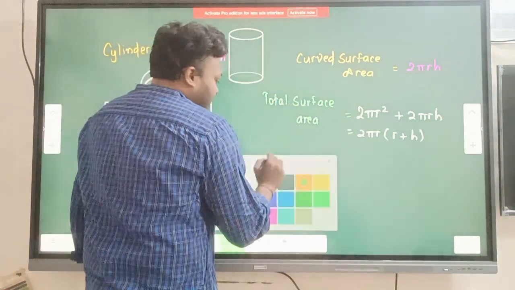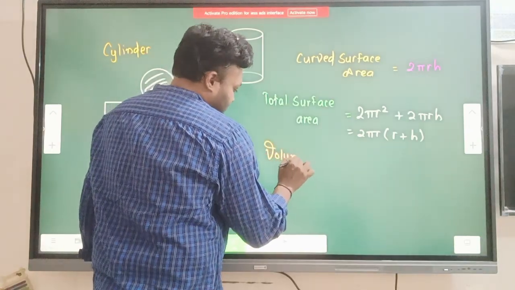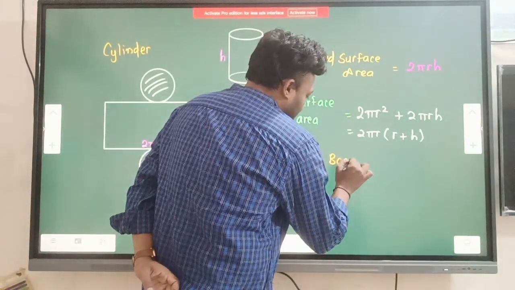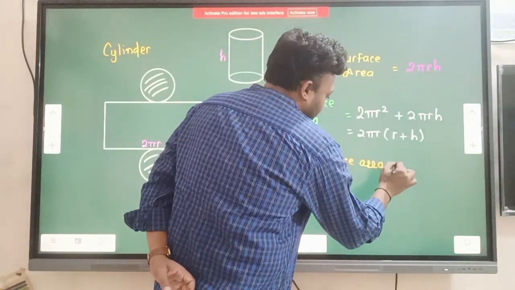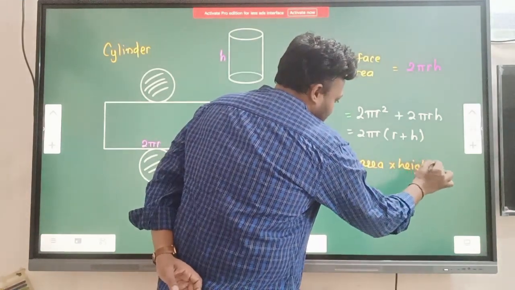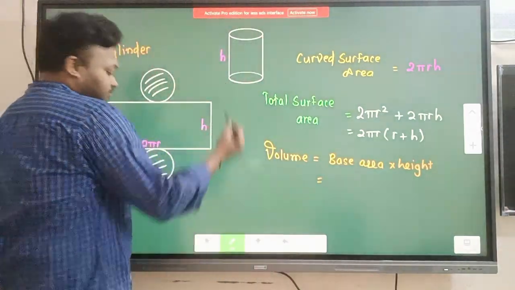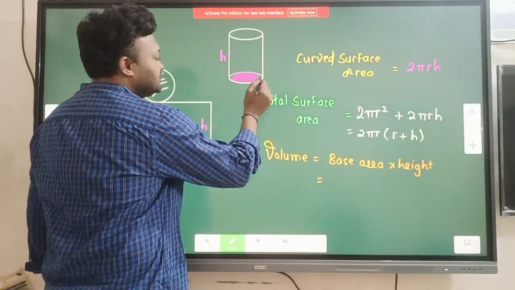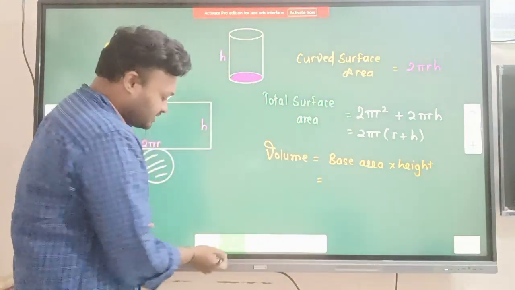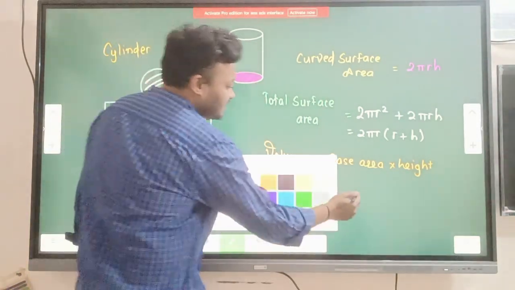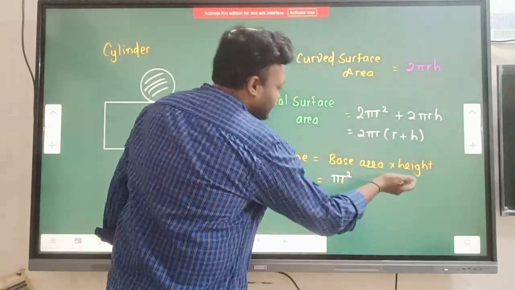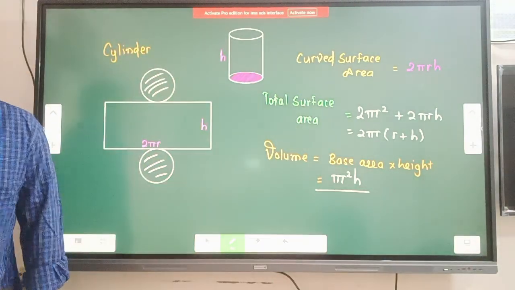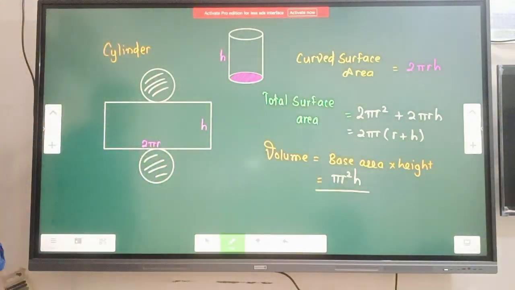In the end, what do we have? We have volume. So what is volume again? It is base area multiplied by height. So what is its base area? You see, the base area of a cylinder is circular in shape. So clearly the base area will be pi r square and its height is given as h. So the volume of a cylinder is pi r square h.